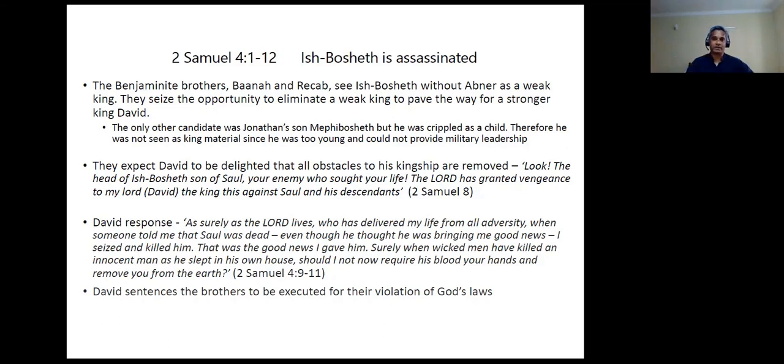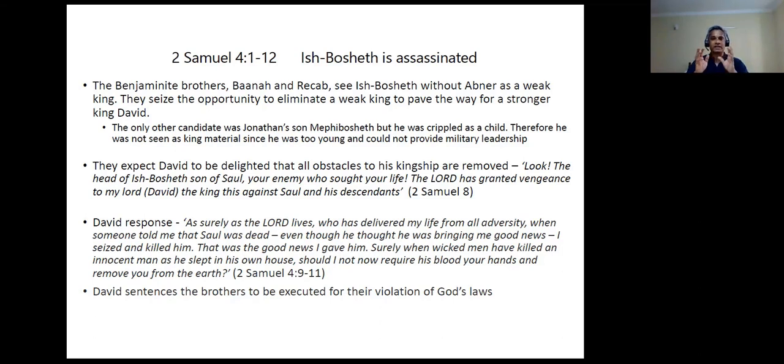So without Abner, these Benjaminite brothers, and probably others who thought so too, felt that Ishbosheth is a weak king. And this is not the king we want. So what do they do? They're opportunists. They seize the opportunity to eliminate this weak king, to pave the way for a stronger King David. Okay. In a way, you can say they probably had Israel's interests at heart. We don't know. That's a guess. Let's just leave that aside.